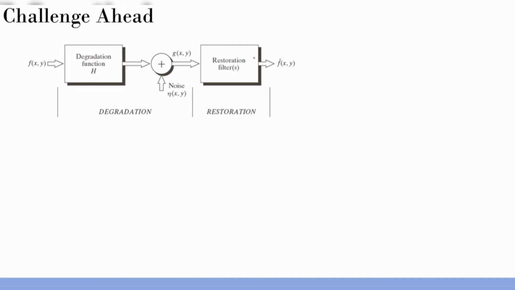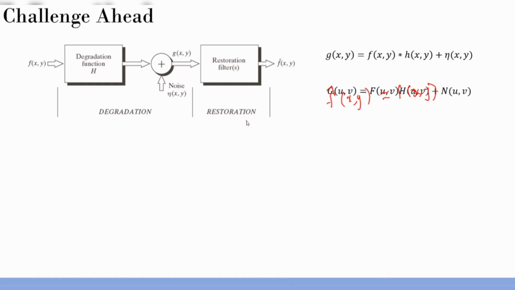For that purpose our objective is to come up with a restoration filter, some sort of filter which can nullify the effect of noise and deconvolve the effect of this degradation function, and that gives f hat of xy. So all in all, our aim is to make f hat of xy as similar to f of xy as possible. If you can make it exactly equal, that's great, but that's not possible all the time. So we try to make this as close to f of xy as possible. That's the objective.